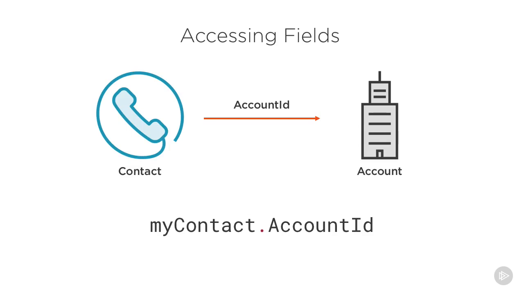Let's start off with an example of how you'd access fields using dot notation. Say you have a variable called myContact, and its data type is the Contact sObject. To access the AccountId field, you simply type myContact.AccountId. Of course, AccountId is the API name of the standard Account field on contacts. Not too bad, moving on.